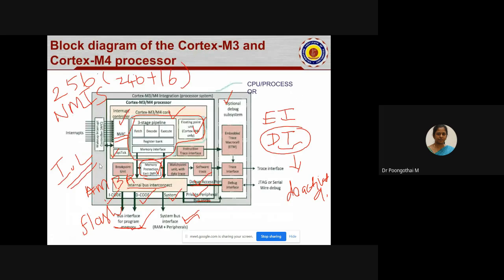Okay, so my question is, how do you differentiate the terms processor core and processor? How are these two terms different from each other? Processor core and processor. According to this diagram, which one is the processor and which one is the core?